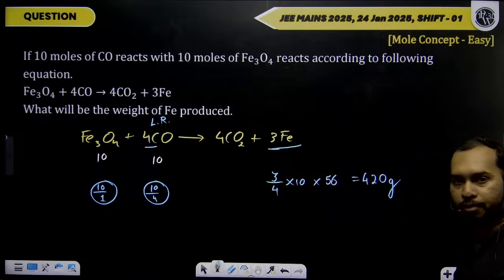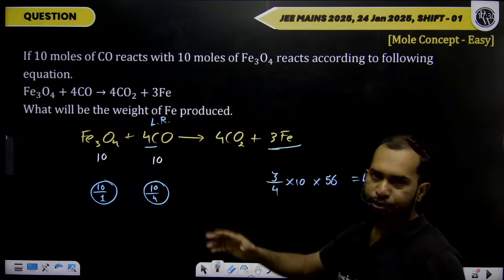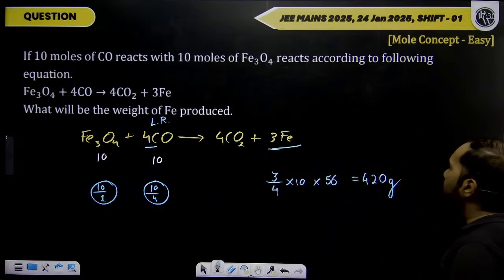So it's a very straightforward question of the limiting reagent. We start our mole concept from these kind of questions. Okay, so this is an easy level question, I would say.